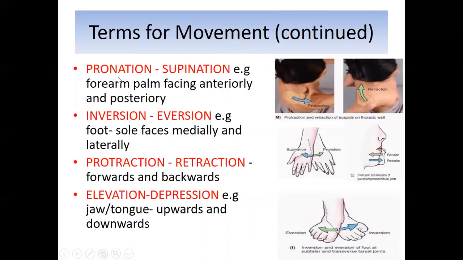And then the pronation and supination. This is the supination, this is the pronation. When the forearm palm is facing anteriorly, it is supination, and when it is facing posteriorly, it becomes pronation. So you can see here, this is supination, this is pronation. And then we have the inversion and eversion.